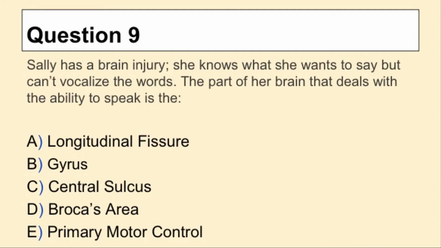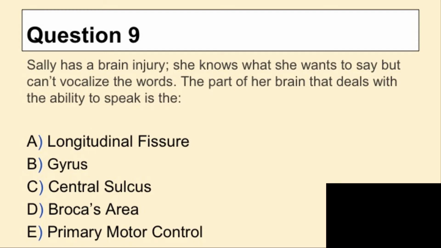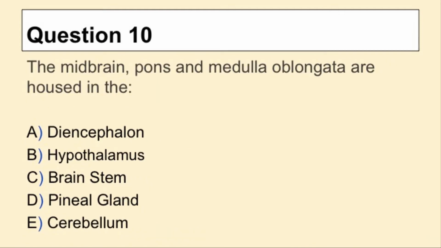Question 9. Sally has a brain injury. She knows what she wants to say but can't vocalize the words. The part of her brain that deals with the ability to speak is the. Question 10. The midbrain, pons, and medulla oblongata are housed in the.